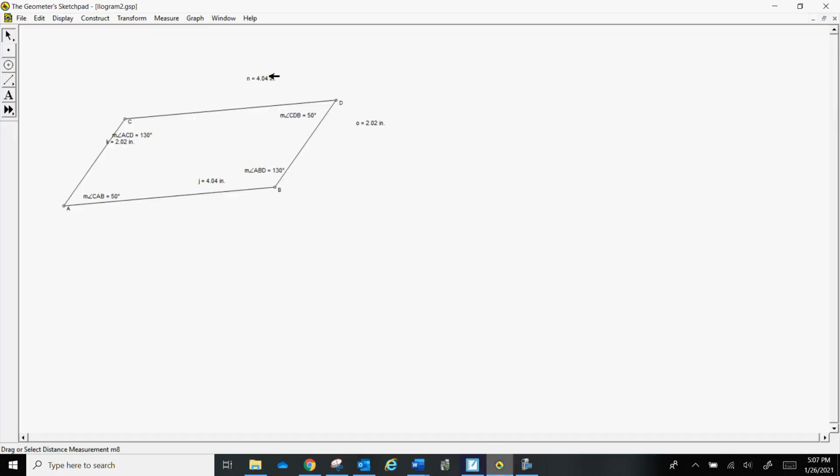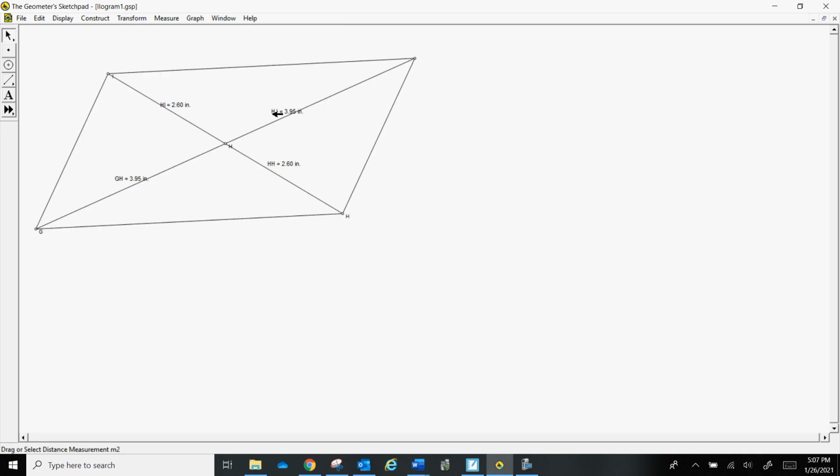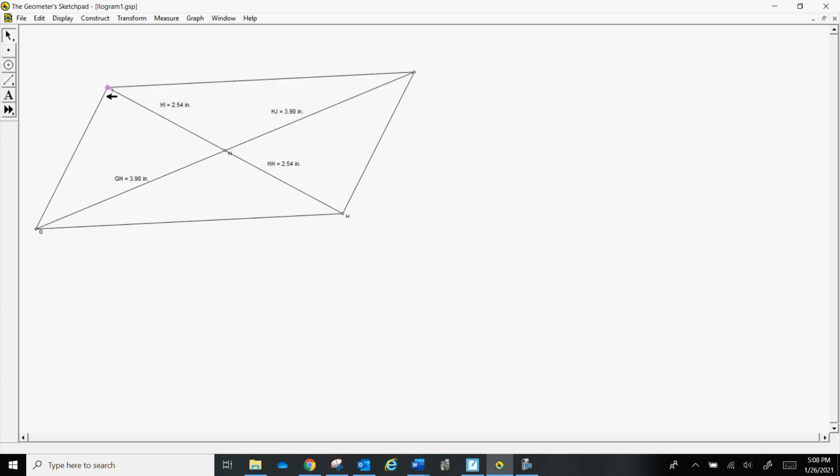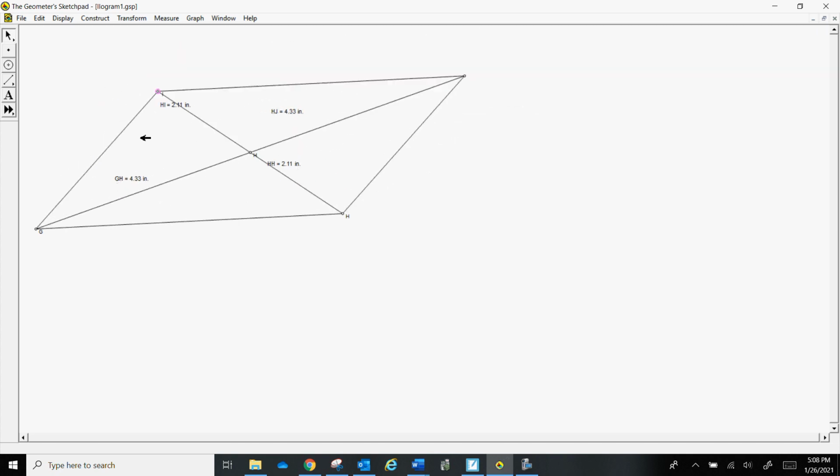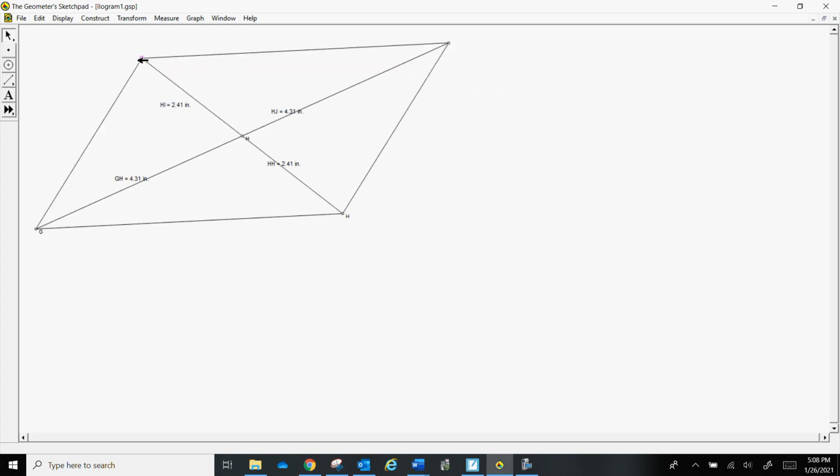There are 2 more of them in here, and one of them has to deal with the diagonals. As you can see as this moves around, this is a parallelogram. As they move around, I did measure, and this says HI, which is that length right here, is 2.39, and H, I guess I have 2 H's here, but that's this piece right here, is 2.39.